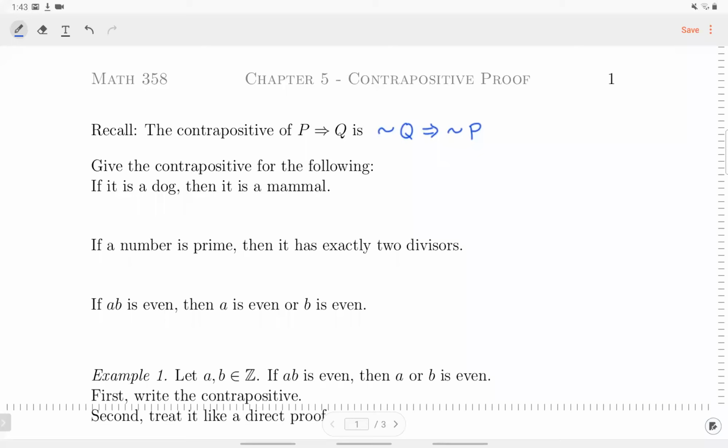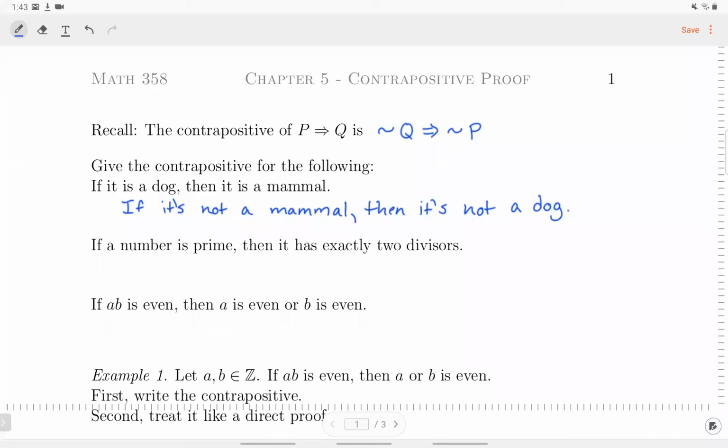My favorite: if it's a dog, then it's a mammal. What's the contrapositive? If it's not a mammal, then it's not a dog.